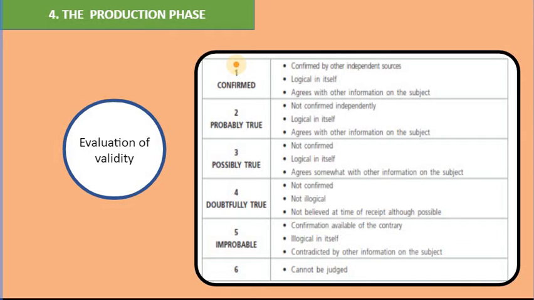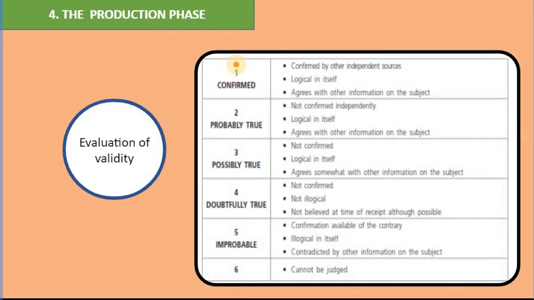Kapag naman probably true, number 2, not confirmed independently. Logical in itself, agrees with other information on the subject. Merong mga part na hindi totoo dyan, or parang ang nag-confirm lang dyan is siya lang. Hindi yan pwede i-confirm ng ibang tao. Number 3, possibly true. It's not confirmed by the other agency. Logical in itself, agrees somewhat with other information on the subject. Ibig sabihin naman dito, may mga infos siya na totoo, may mga infos na hindi.